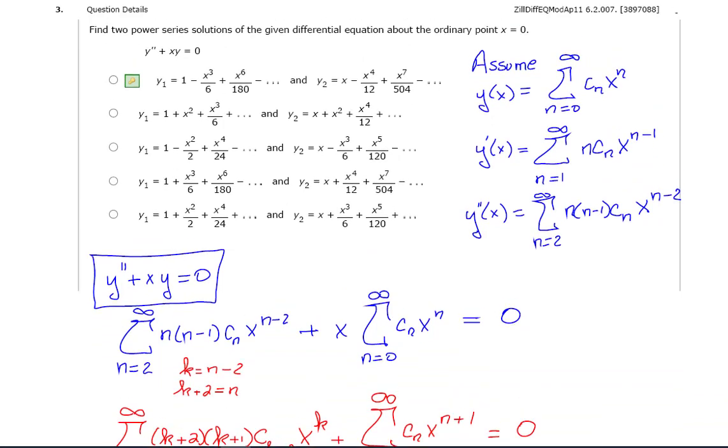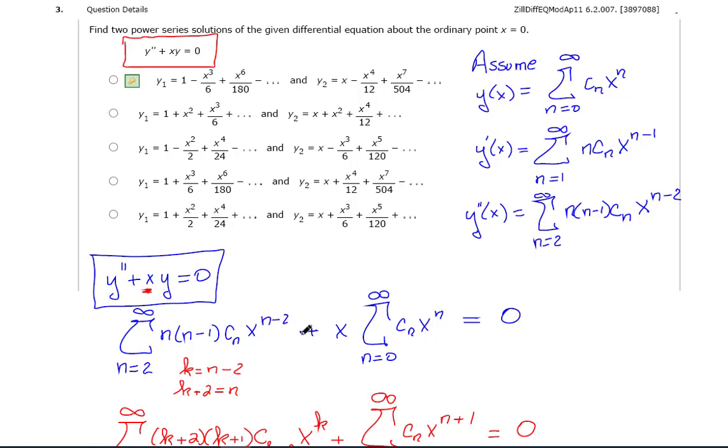All right, in question 3, we repeat the same process. So we have our power series, our differential equation. I assume a power series solution. I get y, y prime, y double prime. Again with our indexing.